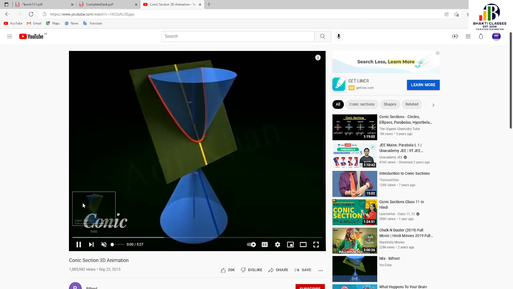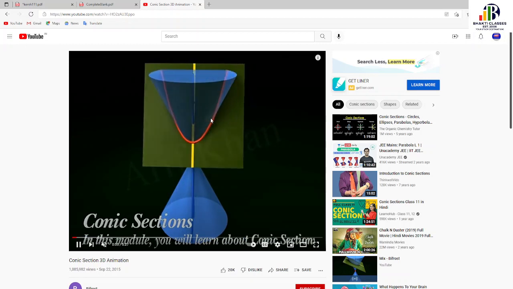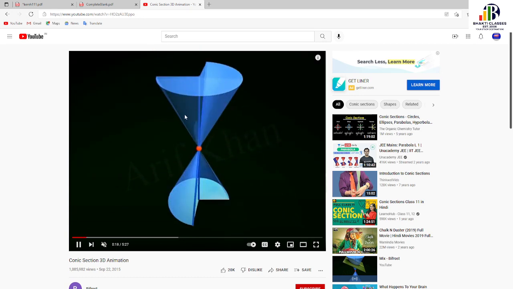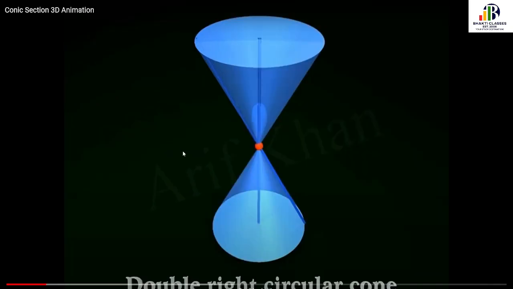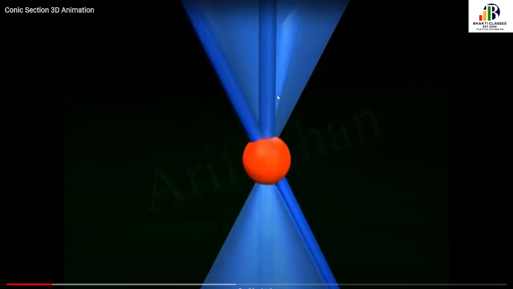See, in this video you can see the double napped cone. This is the vertical line L, and this is the other line with a fixed angle between them. This is the vertex V, and this line is rotated keeping the angle theta constant. So here we get the double right circular cone. See the upper nappe and the lower nappe.